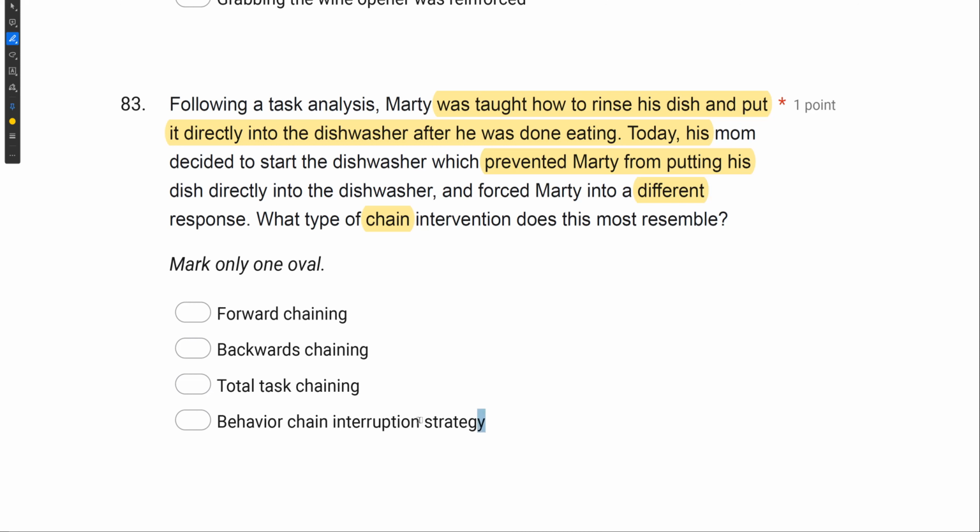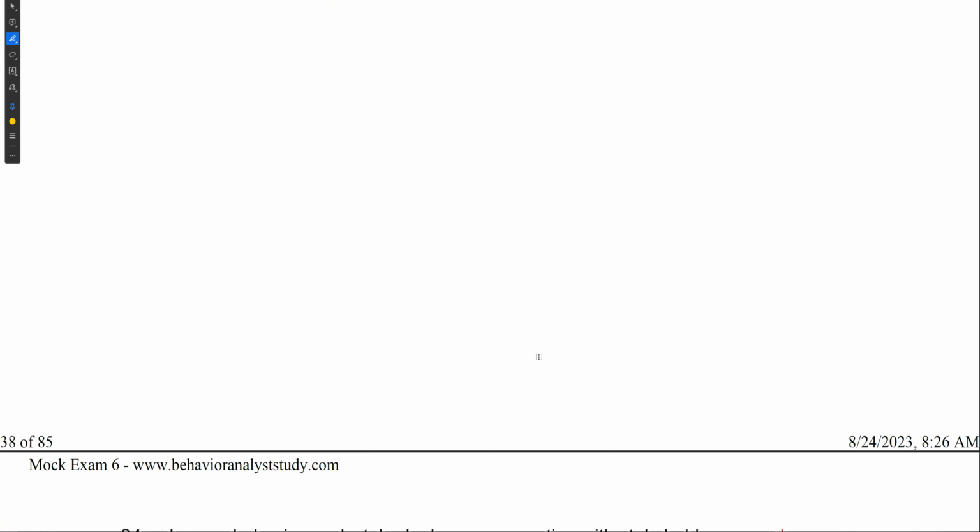Behavior chain interruption is very, very important because when we teach chains, we teach them very rote, typically, where we're teaching the same, let's say, 10 steps over and over again. That's not how life works, right? Things happen, different stimuli come into play, setting events happen, and we need our client to be able to adapt. That's what behavior chain interruption strategy teaches, that adaptation. This way, now that the dishwasher is running, Marty is forced to do something different. How will Marty respond? So his mom engaged in a behavior chain interruption strategy by breaking the chain, forcing Marty into a different response.